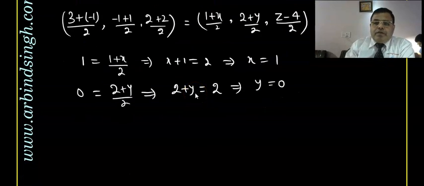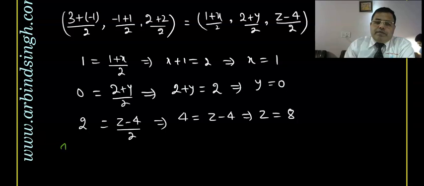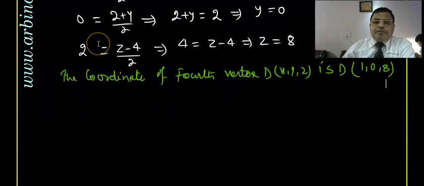And z coordinate is what? That is z coordinate: (2 + 2)/2 = 2 is equal to (z - 4)/2. This implies 4 = z - 4, and this implies z = 8. So the coordinate of fourth vertex D (x, y, z) is (1, 0, 8). That would be the answer. I hope you got it. Okay, so this is first question.